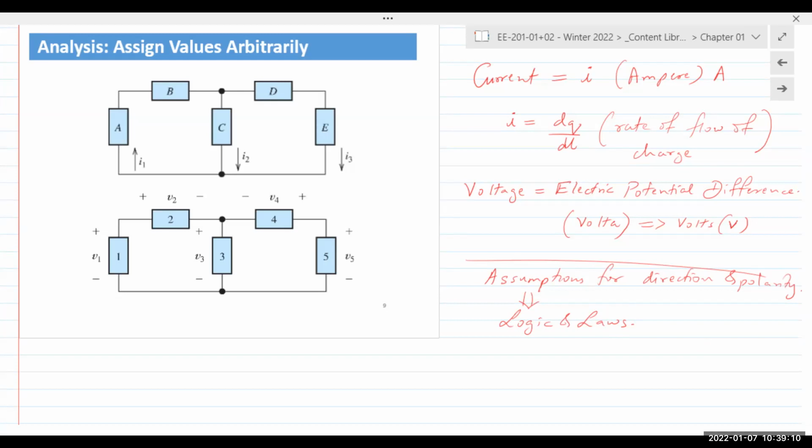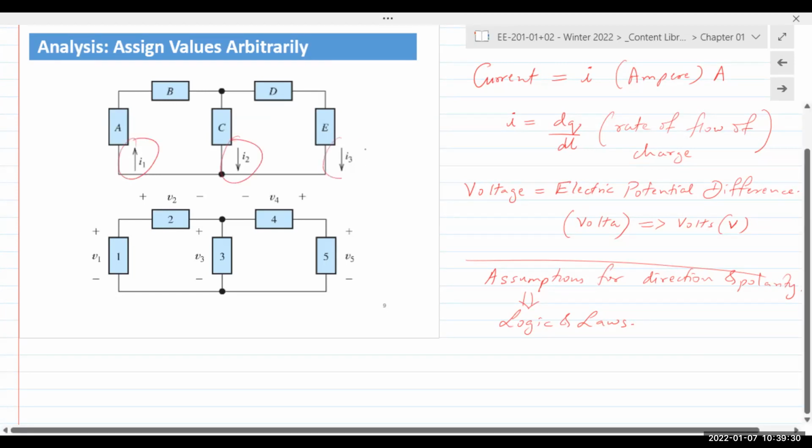So here, I1 is going up, I2 is going down, I3 is going down, right? So those are assumptions on my part. I just assume that I1 is going up, I2 is going down, I3 is going down. And the same thing with these voltage polarities. Okay, those are all assumptions.